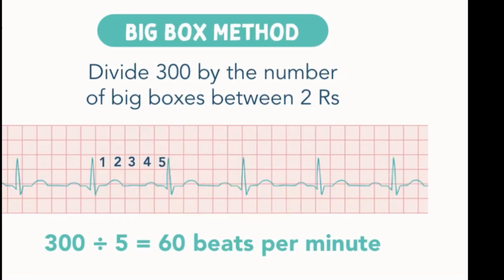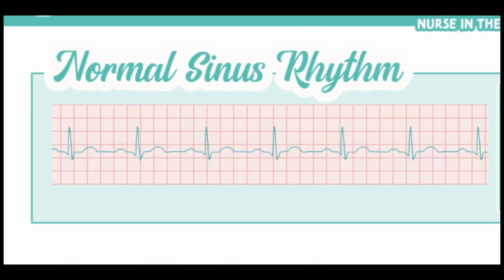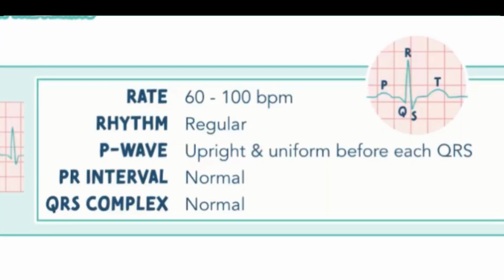So just look at this ECG step. This is normal sinus rhythm. The heart rate is 60 to 100 beats per minute. The rhythm is regular. The P wave is upright and uniform, before each QRS complex. The PR interval is normal and the QRS complex is also normal.